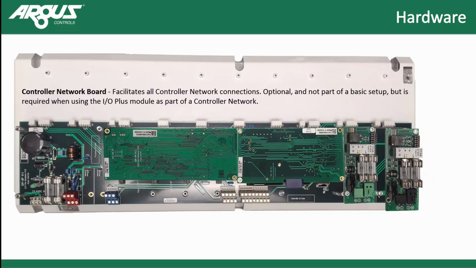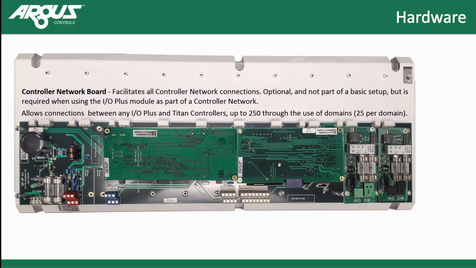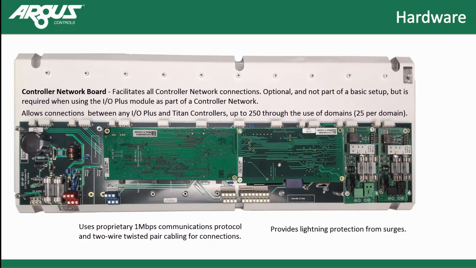Controller network board facilitates all controller network connections. It's optional and not part of a basic setup, but is required when using the I/O Plus module as a controller network. The controller network allows connections between any I/O Plus and Titan controllers, up to 250 controllers depending on your configuration. It uses a proprietary 1 megabit per second communication protocol and dedicated 2-wire twisted pair cabling, also called Aquaseal cabling, for connecting controllers on the same domain. The controller network board also features built-in lightning protection, providing additional protection from substantial lightning surges. Connectors are now black when they used to be green, so they differentiate on the controller network board.